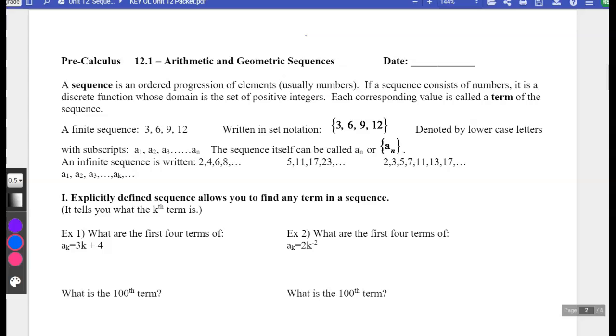Now we can have a finite sequence, meaning the sequence ends. So in this first example here, we have 3, 6, 9, 12. And our sequences are always written in set notation, just like we sometimes write domain and range in set notation with those squiggly brackets. So whenever we have these squiggly brackets, that's what tells us set notation.